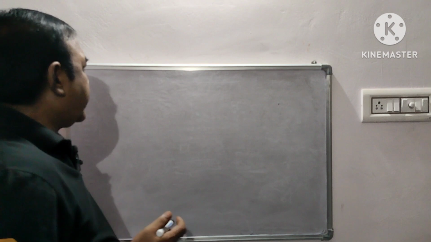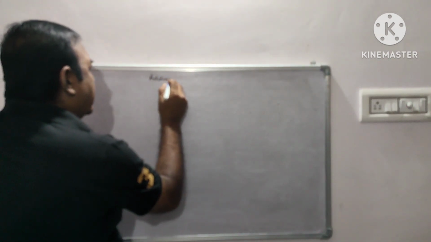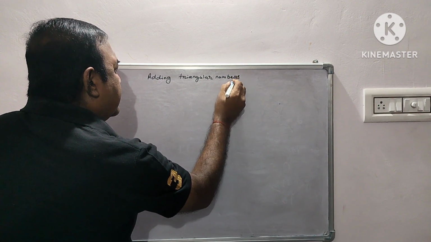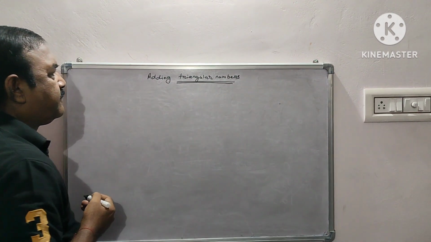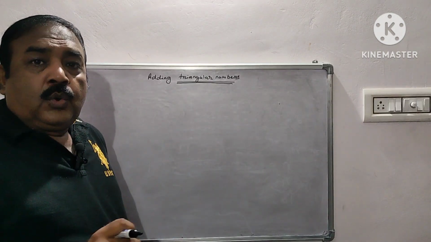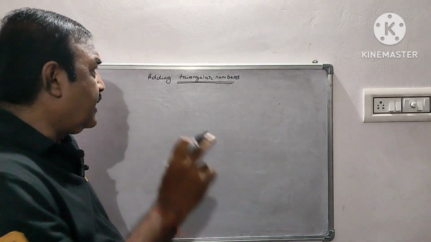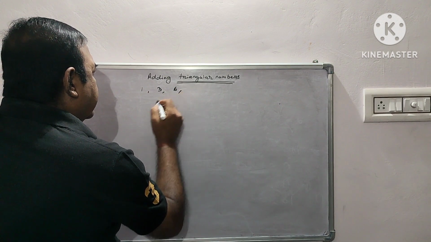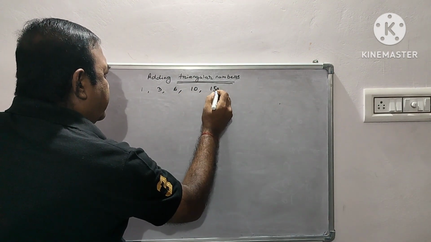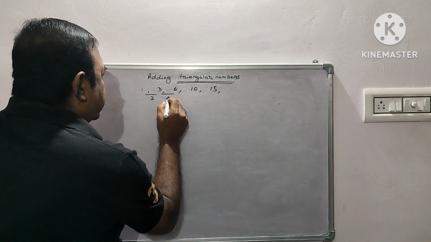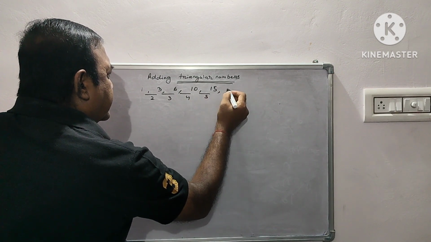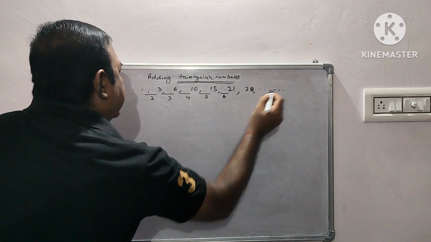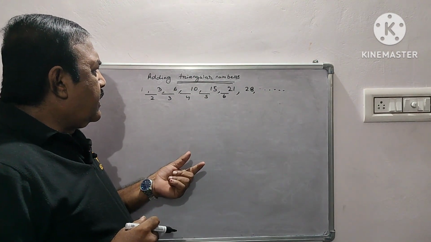Now we will know some more interesting patterns. Adding triangular numbers. So we will know what are triangular numbers, we will know that first. Triangular numbers are numbers whose dot pattern can be arranged as triangles. You see, I write some triangular numbers: 1, 3, 6, 10, 15. You see the difference is 2 here, here it is 3, here it is 4, here it is 5, then 6. 15 plus 6, that is 21. Then plus 7, that is 28, and so on, like this.